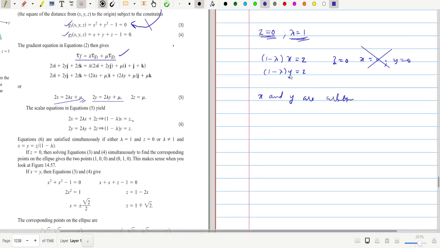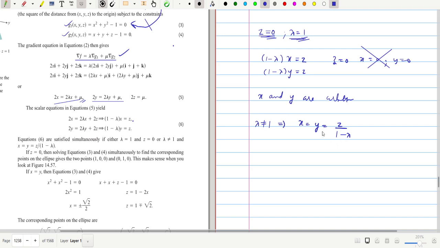Okay, when lambda is not equal to 1, you can get that x equals y, which is equal to z by 1 minus lambda. So these are two cases we have to discuss. These are the remaining cases anyway. When lambda is equal to 1, z equals 0, and x and y are arbitrary. Another case is lambda not equal to 1, and x and y take this form.